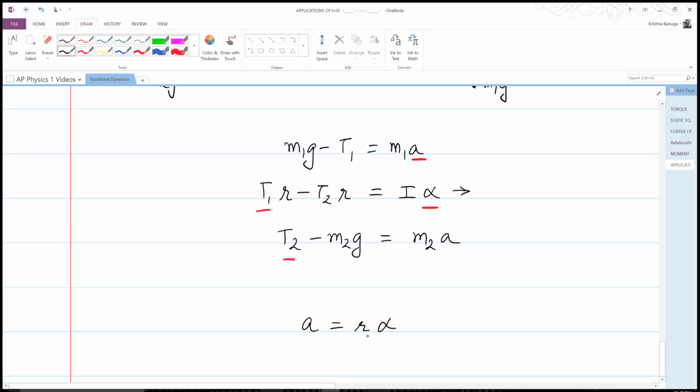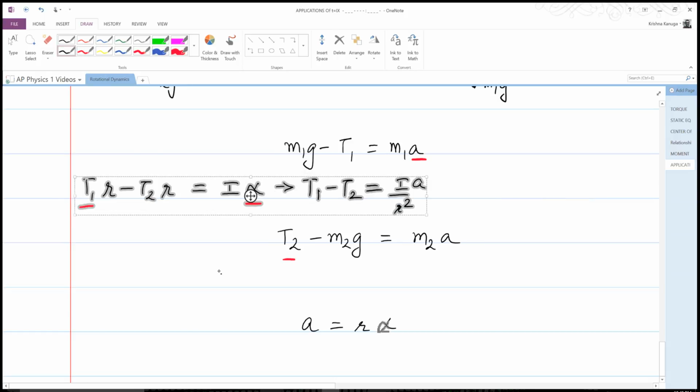Alright, so I'm going to replace alpha with a over r, and then divide the second equation by r, and so I'm going to end up getting T1 minus T2 is equal to I times a over r squared. Now this will be a very common recurring theme, so just get used to it. Make sure that you can do the algebra and everything should work out fine. Once we have this, just for the sake of being able to see things, I'm going to move this to the right. Now I can add these three equations.